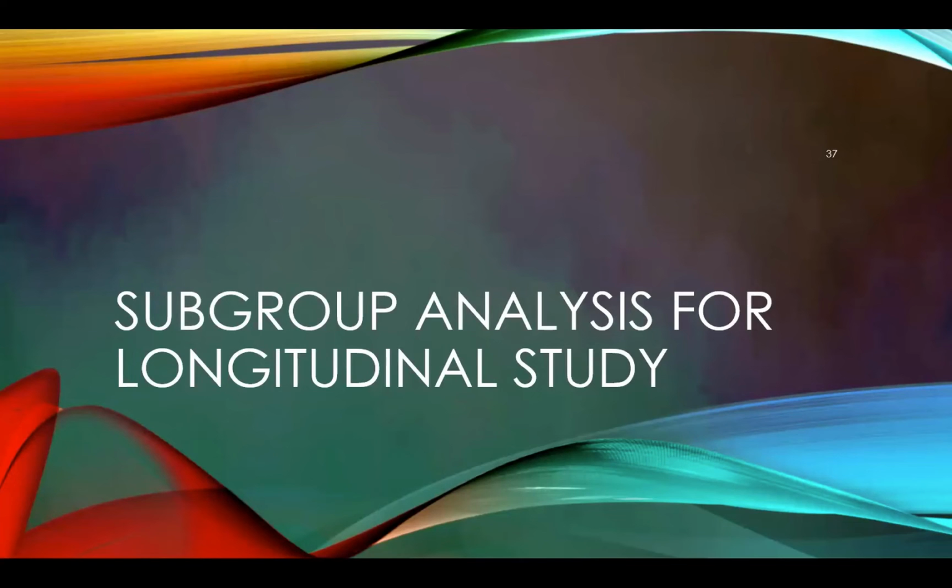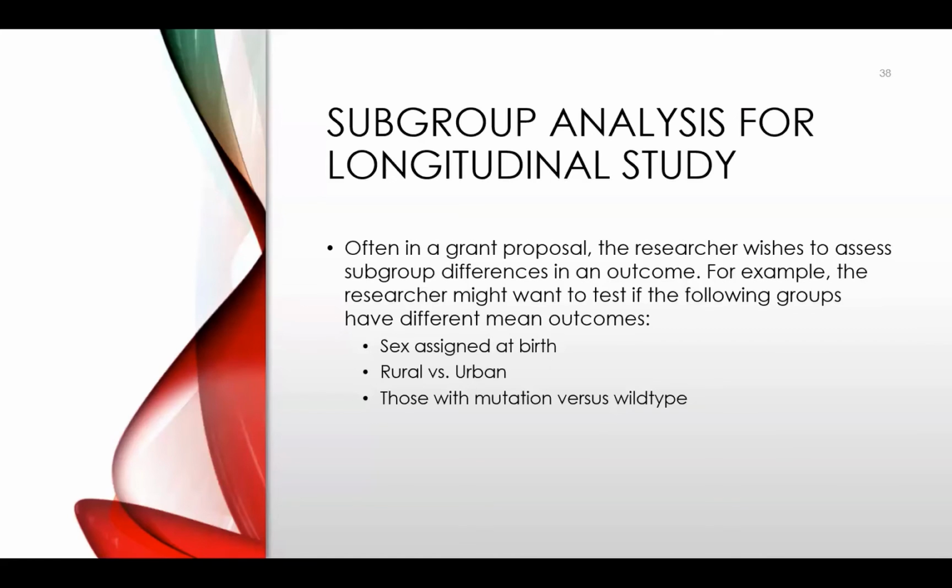And then the last example I'm going to talk about is the subgroup analysis for a longitudinal study. Subgroup analyses assess the difference in an outcome by levels of the grouping variable. The grouping variable is often something that the researcher feels could be intervened upon to attenuate poor outcomes. So some examples of common subgroups that we assess are sex assigned at birth, region where a person lives, for example, rural areas versus urban areas, or differences in genotype, like mutation and wild type.